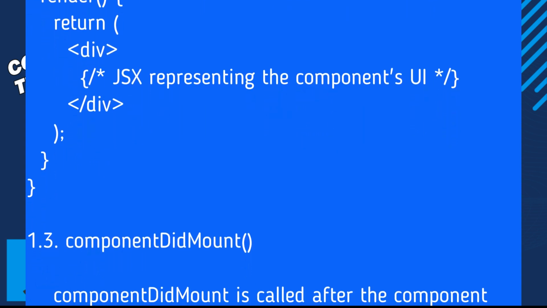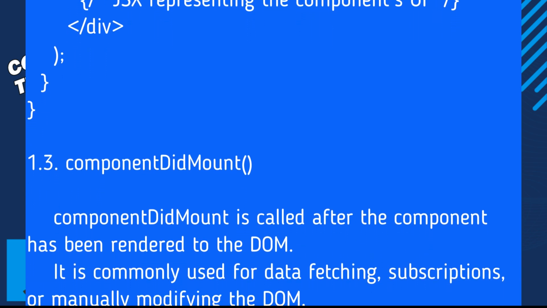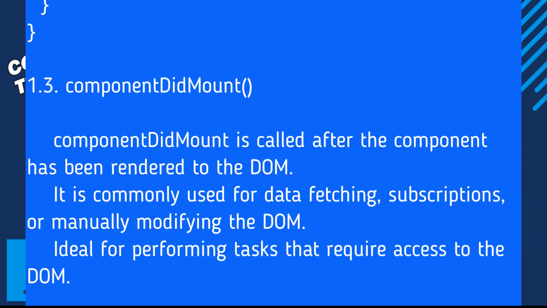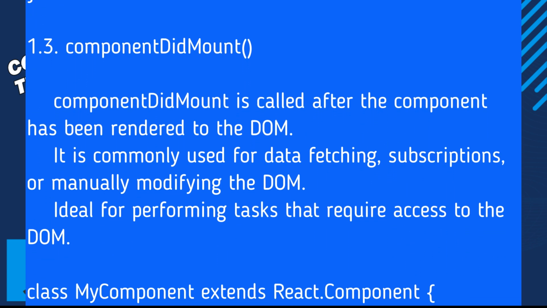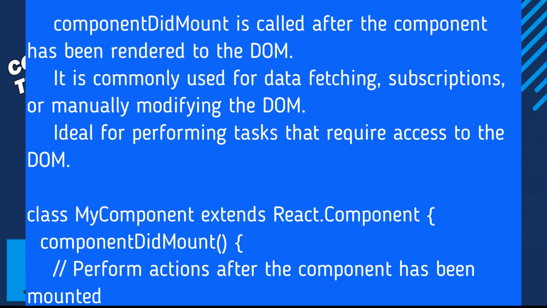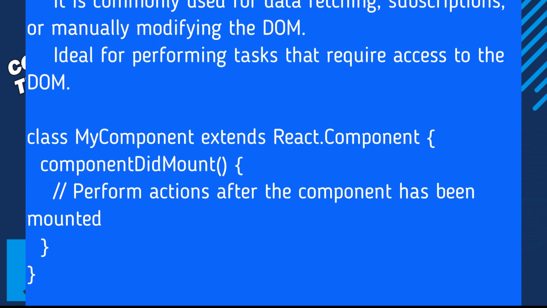1.3. componentDidMount. componentDidMount is called after the component has been rendered to the DOM. It is commonly used for data fetching, subscriptions, or manually modifying the DOM, ideal for performing tasks that require access to the DOM. Class MyComponent extends React.Component, componentDidMount, perform actions after the component has been mounted.